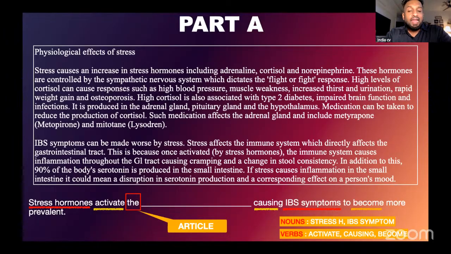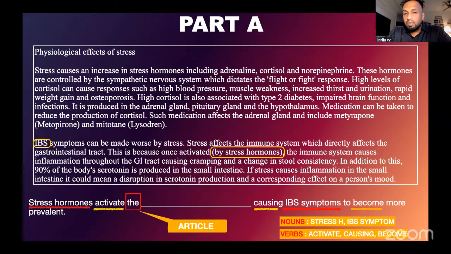What I'll do, I'll quickly go and locate something which is related to stress hormone, related to IBS, and related to activating. So I'll just scan, I'll not read anything. I'll scan and try to find these words. I'll find IBS symptoms, which is over here, stress hormones are over here. Now I just need to find something related to activating. So wherever I find the keyword, I'll start reading from there.